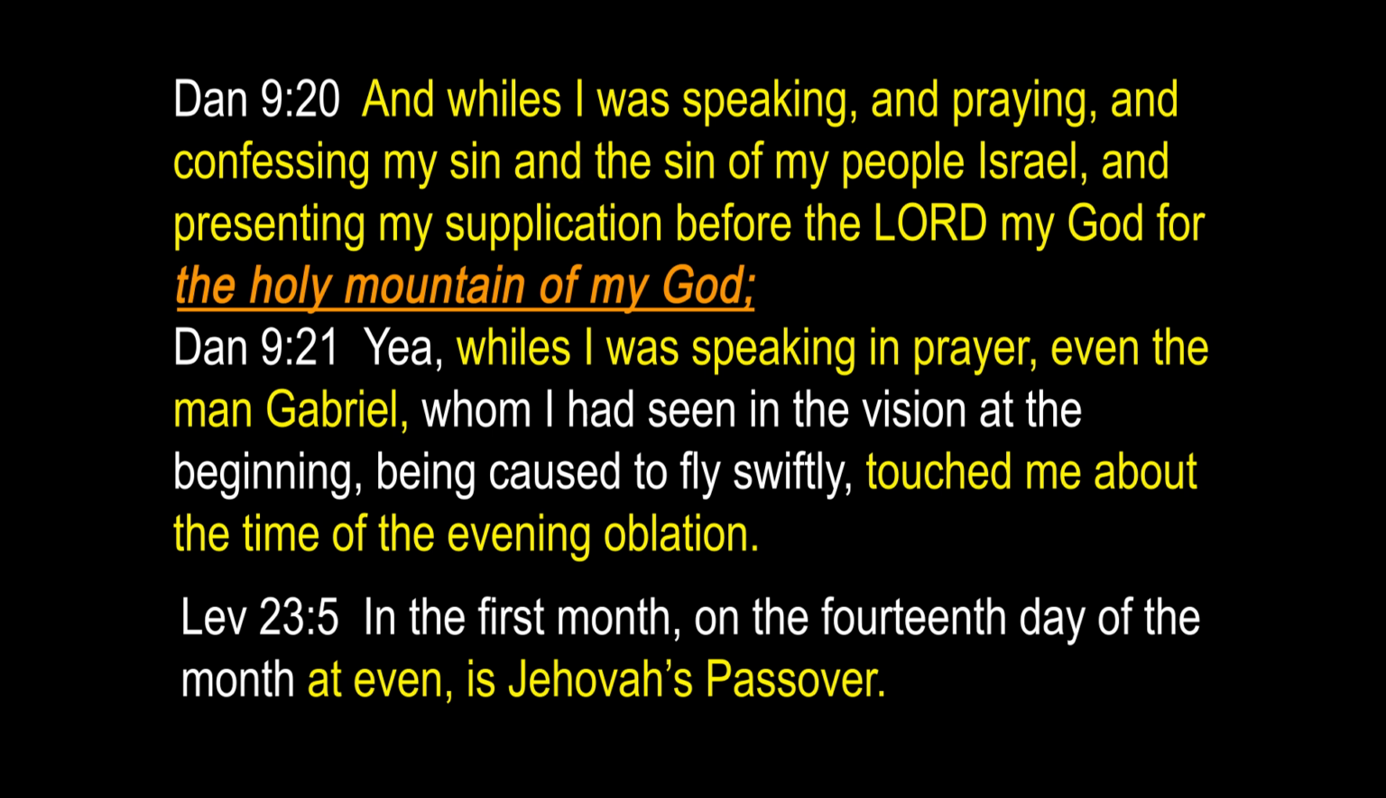Notice that Daniel says he was praying to the Lord his God for the holy mountain of my God. Daniel was praying concerning the mountain of the covenant, which is in this case Mount Zion, the mountain of the new covenant.